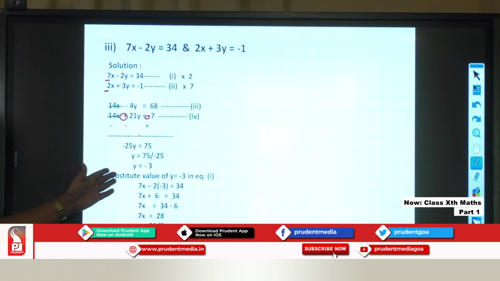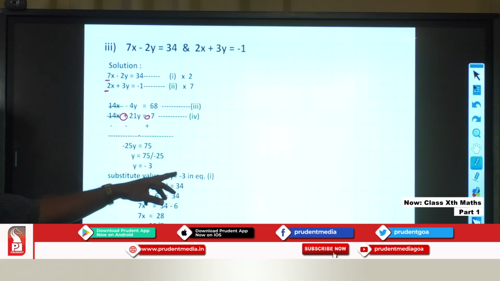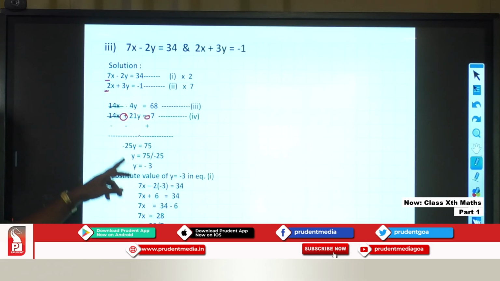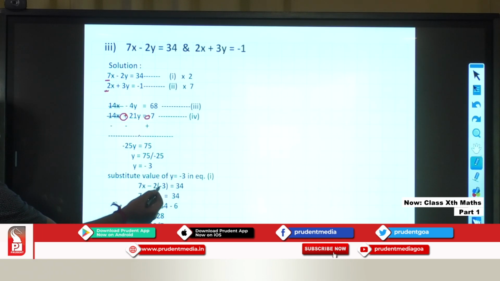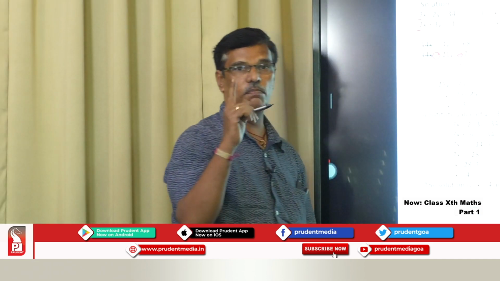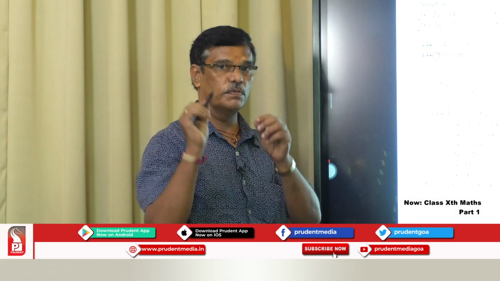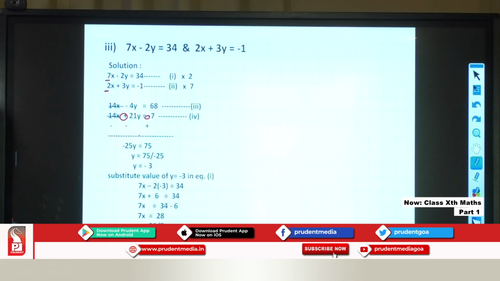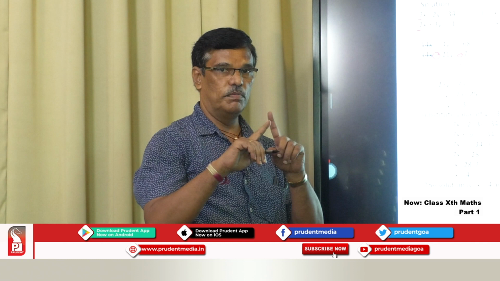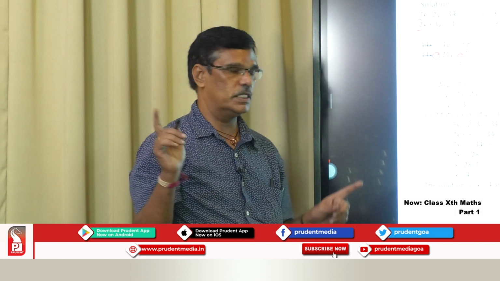I am substituting that value of y is equal to minus 3 in any of the equations, either the first equation or the second equation, but I have taken the first equation here. So the first equation is 7x minus 2 bracket, the value of y is minus 3, and I have taken that value in the bracket. Student, please note that every time you substitute a value, please substitute it in the bracket so that while multiplying you will not make any mistakes there.